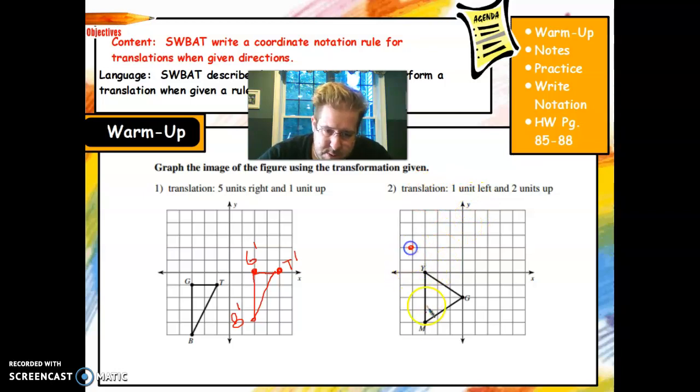And for number 2, 1 left, 2 up. 1 left, 2 up is Y. 1 left, 2 up. And there are our points, M prime, Y prime. Connect them all up, and you've got the exact same triangle.